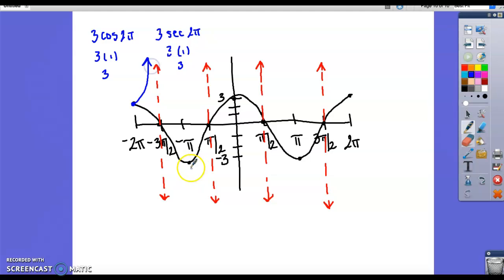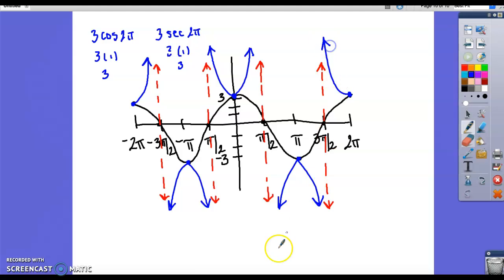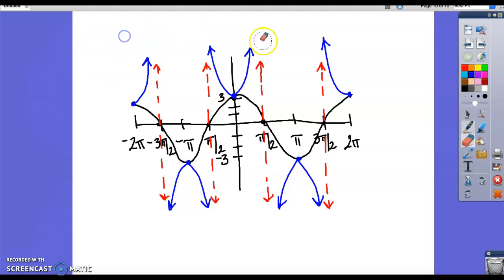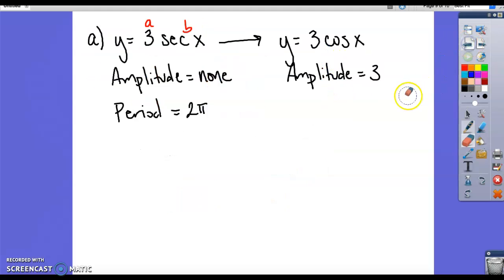Okay, same thing down here. Same thing right here. Okay, and this is why we're using cosine to graph this function. Okay, and these go right up against those asymptotes. So that would be the graph of 3 cosine of x.